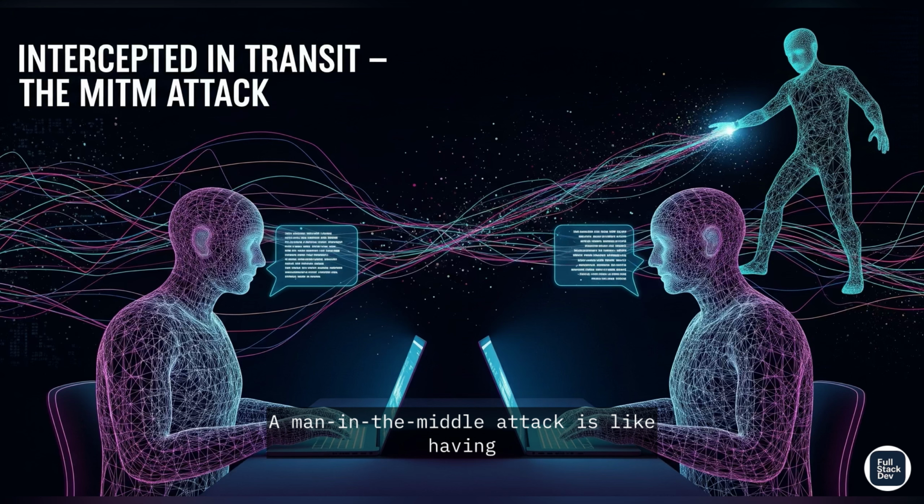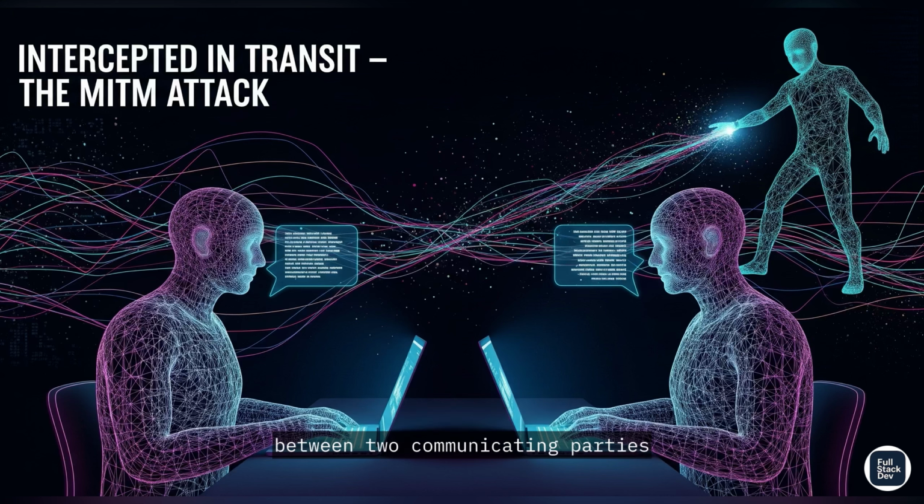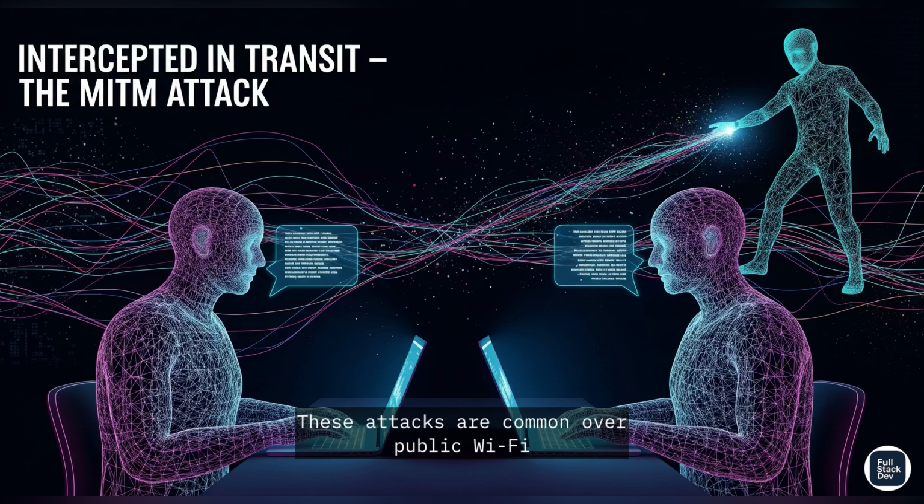A man-in-the-middle attack is like having someone secretly eavesdrop on your private conversation. It occurs when an attacker positions themselves between two communicating parties, like you and your bank, and silently intercepts or alters the data. These attacks are common over public Wi-Fi. The solution: encrypt everything and use secure connections.